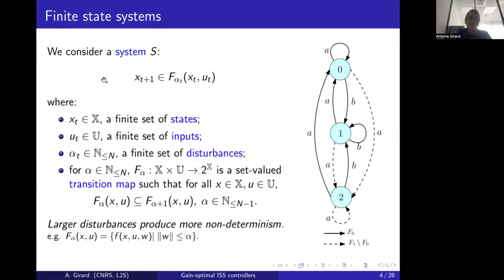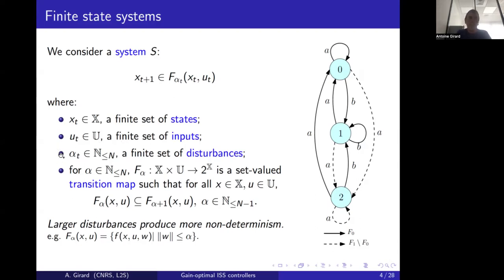In the system, x_t is the state of the system. As usual, I use the same notation as the classical notation. The main difference with classical systems is that here we have only a finite number of possible values for x. So x_t can belong to a finite subset of the integers, for instance. Similarly, u_t is the input, and it can also take a finite number of possible values.